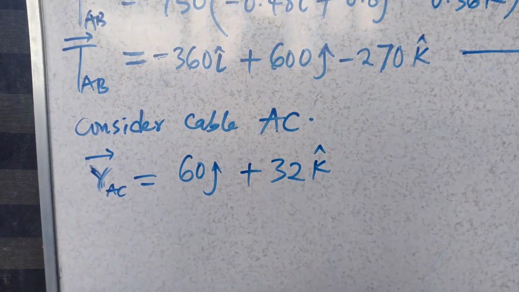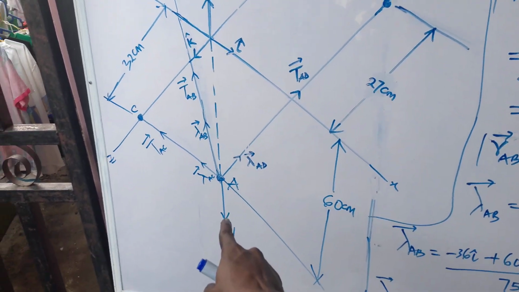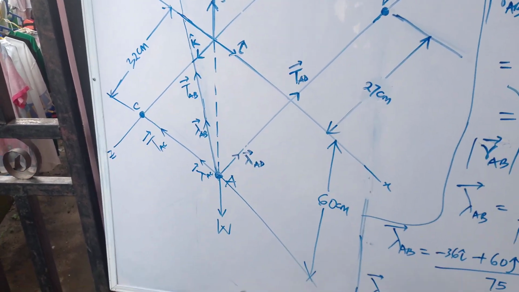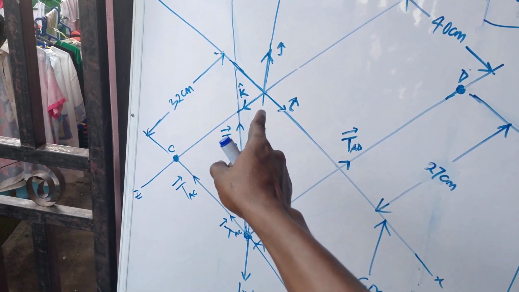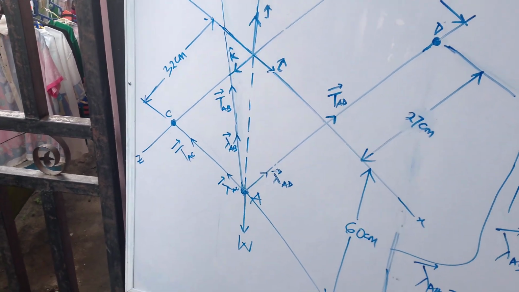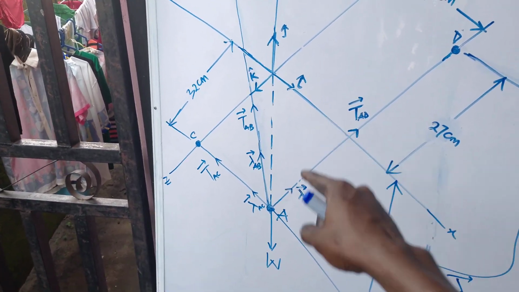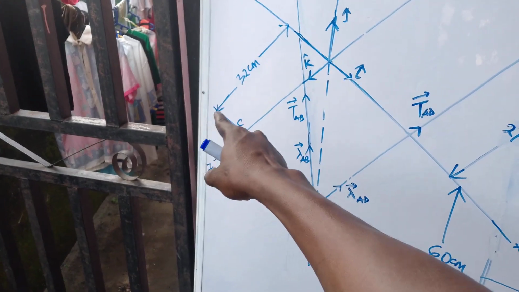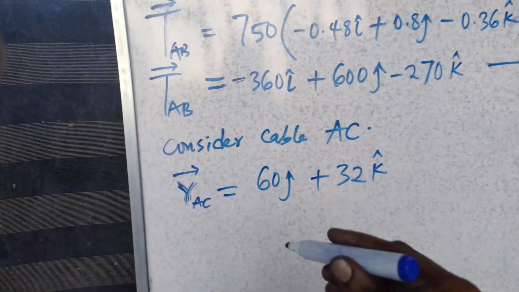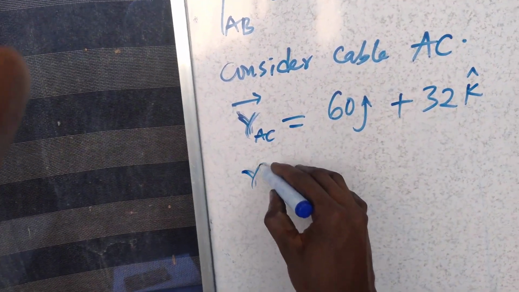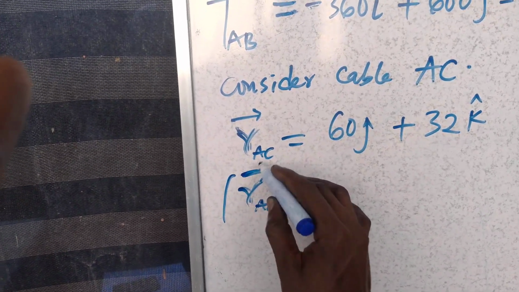Okay, that is it. From here we move up, that is 60J, going up like this, and then we come down to point C, 32K. Take note of that: move 60J, come down to C, 32K.